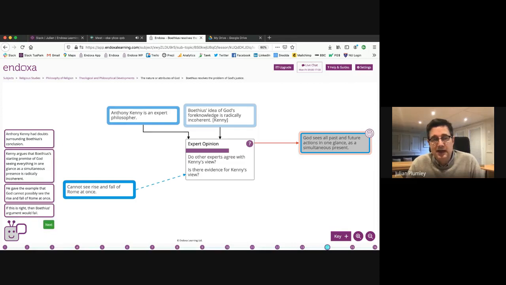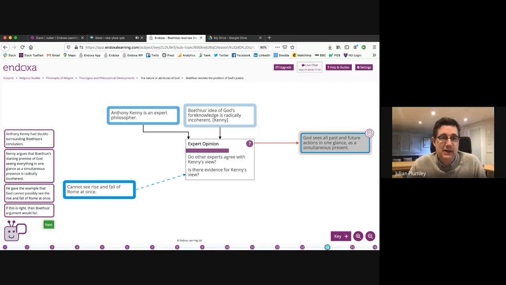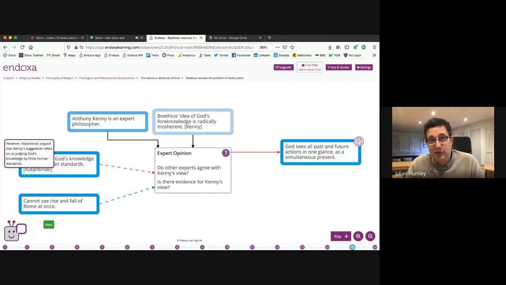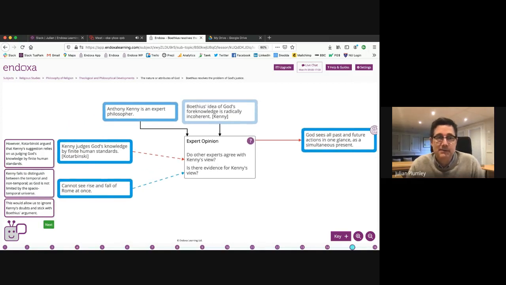And Kenny gives an example. How can God see the rise and fall of Rome at once? He needs to know about the infinite TV screens. Exactly. And so now we have a criticism of the criticism. Of course, in philosophy, you can go through as many steps as you like in this.